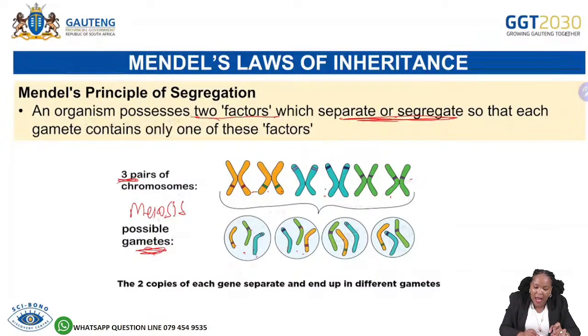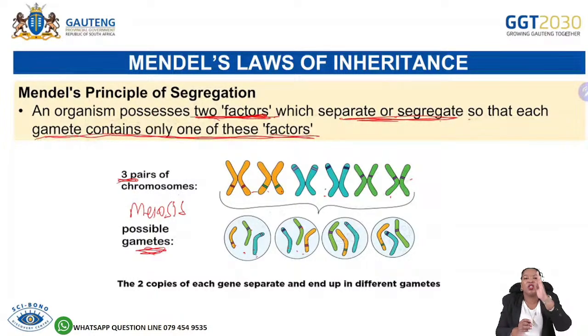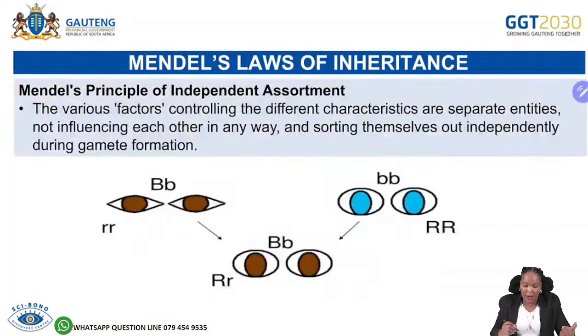So it means that an organism is going to possess 2 factors which are going to separate so that each gamete contains only one of these factors. So this is where you are going to separate your alleles, because those alleles are coming with the chromosomes. You see these chromosomes here, they have alleles. Now all of these alleles have separated during the process of meiosis, and this is what also brings about genetic variation, because then they just separate like that.